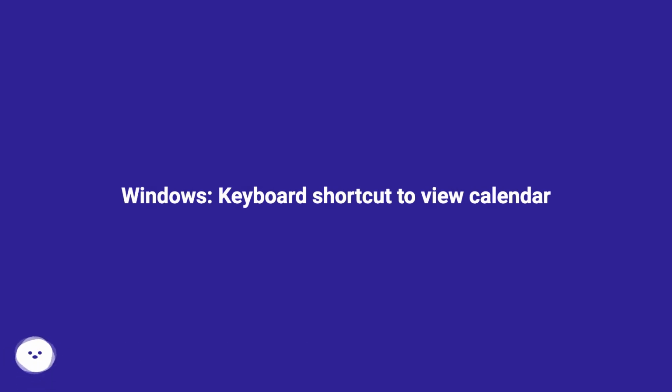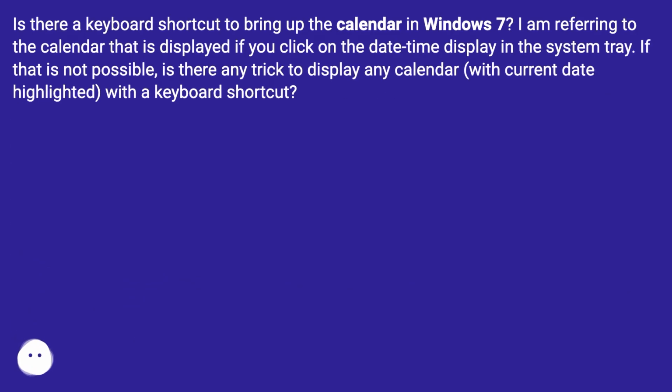Windows, keyboard shortcut to view calendar. Is there a keyboard shortcut to bring up the calendar in Windows 7? I am referring to the calendar that is displayed if you click on the date-time display in the system tray. If that is not possible, is there any trick to display any calendar, with current date highlighted, with a keyboard shortcut?